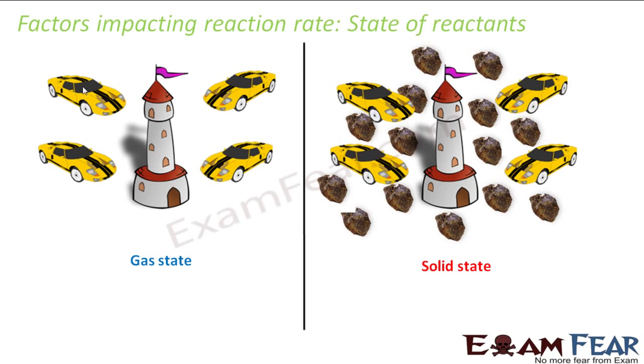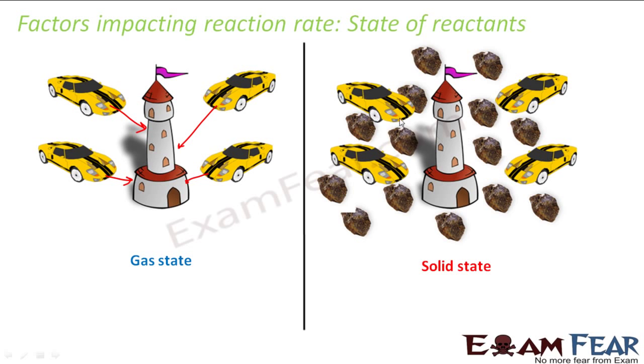Right? The reactants are nothing but the tower and the car. The car type is also the same. And again, the goal is if the car hits this tower, that means the reaction happened. If the car breaks this tower, that means the reaction happened. If you see the gaseous state, these cars are easy to move around and they can bump this tower and break easily. But if I talk about the solid state, there are so many rocks there, correct?